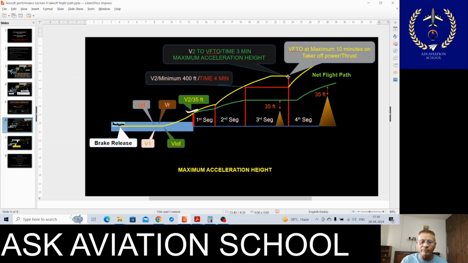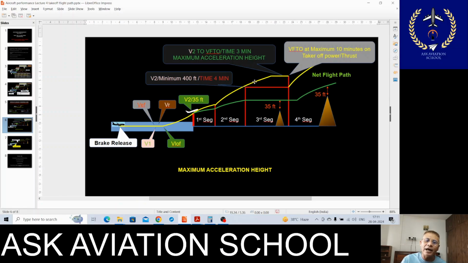So out of these 10 minutes, I have utilized 4 minutes to climb up to the minimum acceleration altitude, and another 3 minutes I have to reserve in order to increase the speed from V2 to the green dot speed or the VFTO speed. So after having considered this 4 plus 3 minutes, that is 7 minutes, I am still left with 3 minutes of time. In this 3 minutes of time which I have in my hand, the captain of the aircraft at that moment can consider or continue climbing.